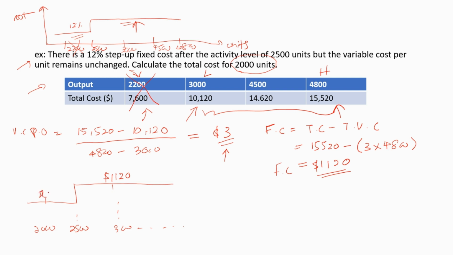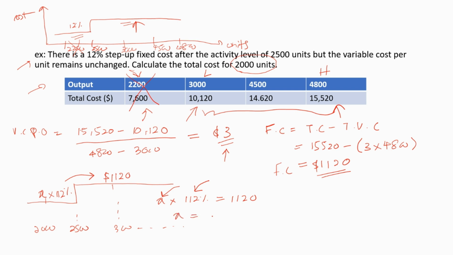Now we have to calculate the fixed cost for the activity level of 2,000. Let's say it is X. As we know the step up in fixed cost is 12%, which means this X value multiplied by 112% will equal 1,120. X multiplied by 112% is equal to 1,120. This is because the X value is increasing by 12%, so the final value will be 112%. I hope you understand this.